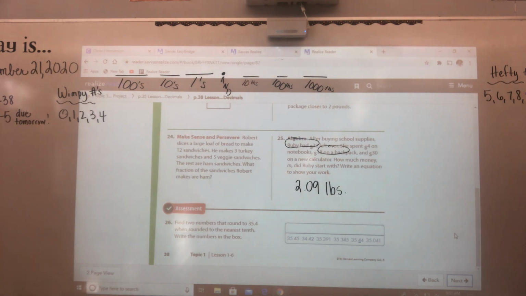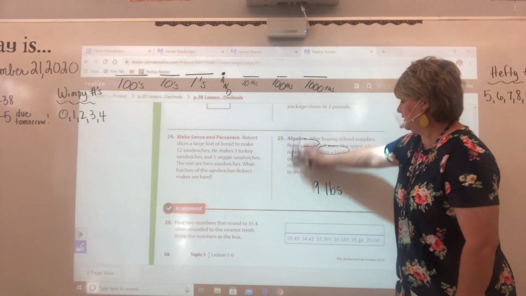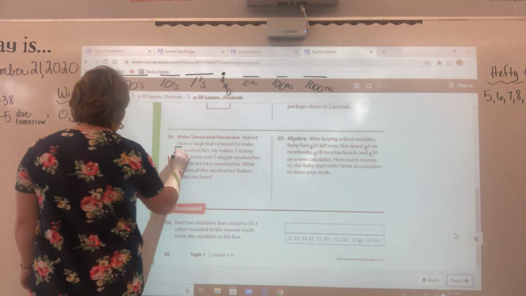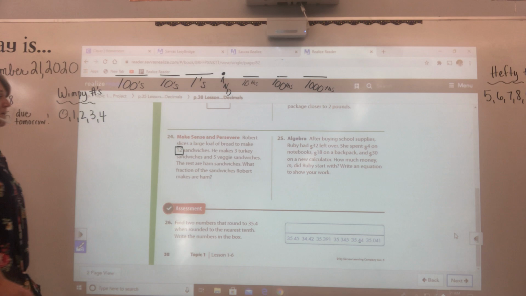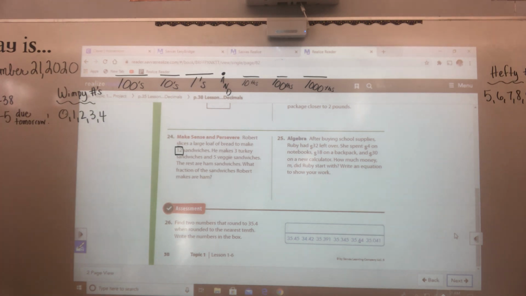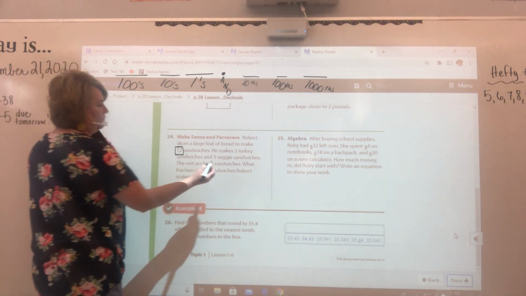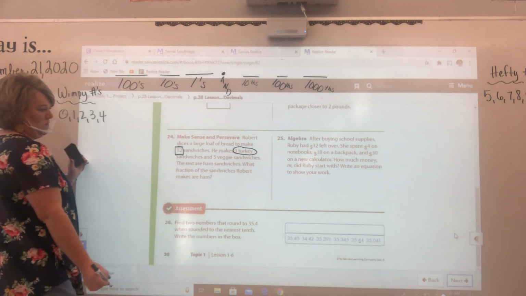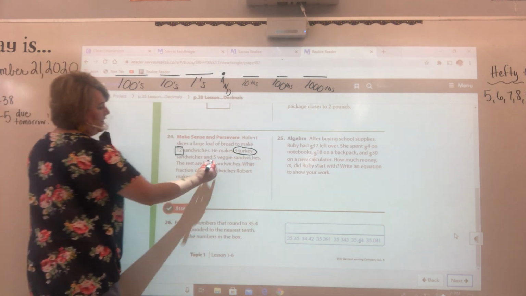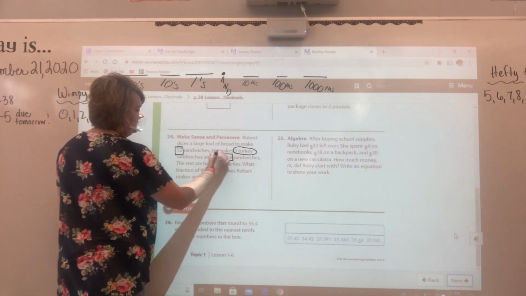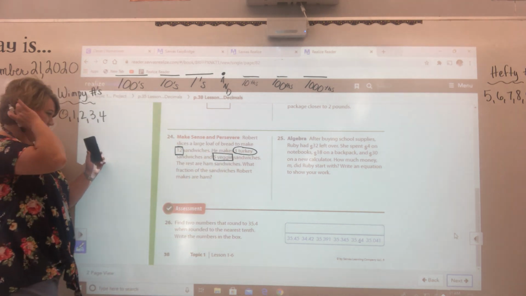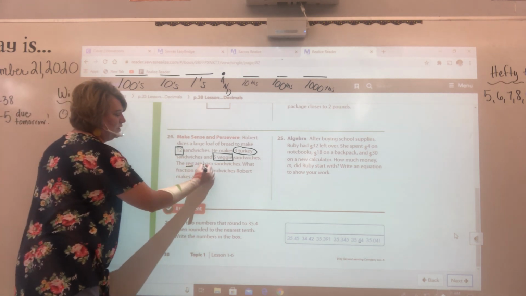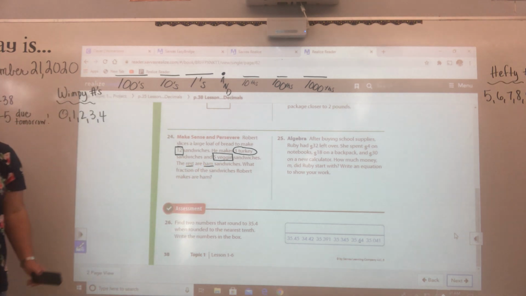Number 24, Robert slices a large loaf of bread and he makes 12 sandwiches. That's important information. I put a square around that. Three are turkey. Circle 3 turkey. 5 are veggie. I'm going to put a square around 5 veggie. And this is the important part. The rest are ham.